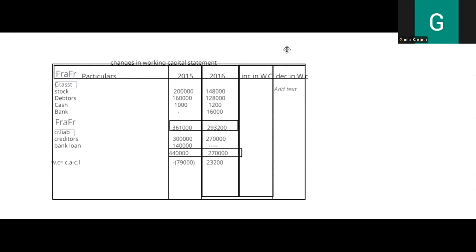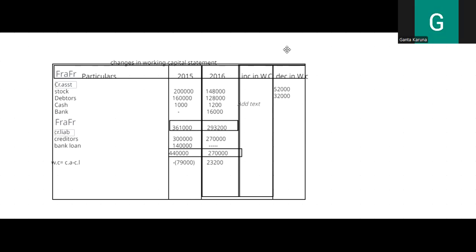But when I see my cash, it is quite the opposite. My cash is not decreasing, rather it is increasing. So when it is increasing, I'm going to take the amount column on the increasing side. So how much is it now? It is increasing by 200.